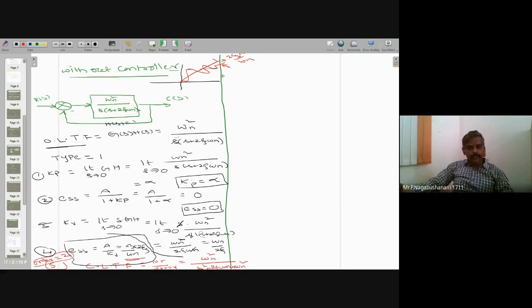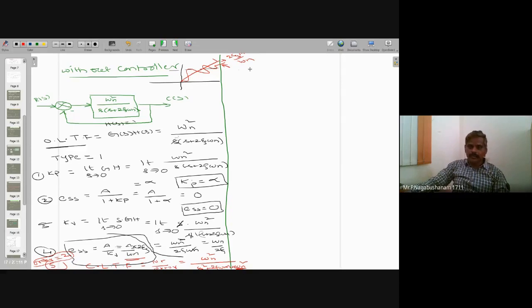Now I'm going to put one controller in this forward path. If you put a PD controller in this forward path, which elements are going to change? Change means comparing: the type number is going to change, or the error is going to change, or the order is going to change, or this omega n, the natural frequency, is going to change. I will check one by one.